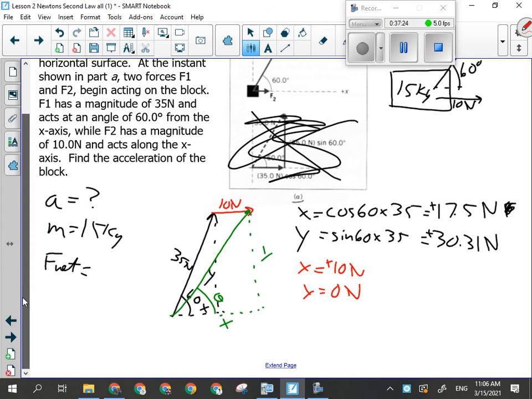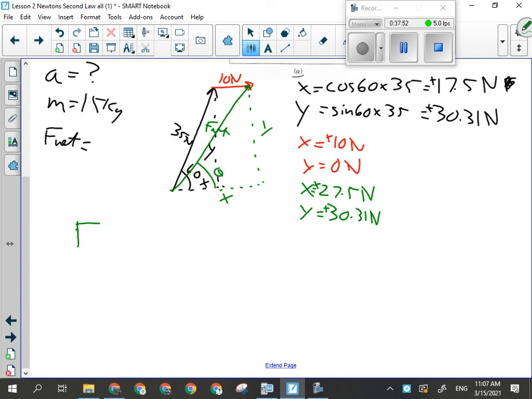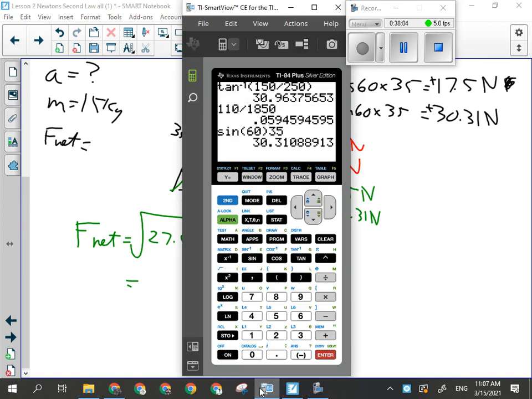All right, so our overall x is 27.5 newtons positive, and our overall y is 30.31 newtons, also positive. Everybody with me there? That's just vector addition. That's why I went through it so fast, because you guys already know how to do that. So I've got my vectors, I've got my resultant triangle. So now I can calculate my F net, at least the magnitude of it right now, with the Pythagorean theorem. So 27.5 squared plus 30.31 squared will give me my net force, the magnitude of it.